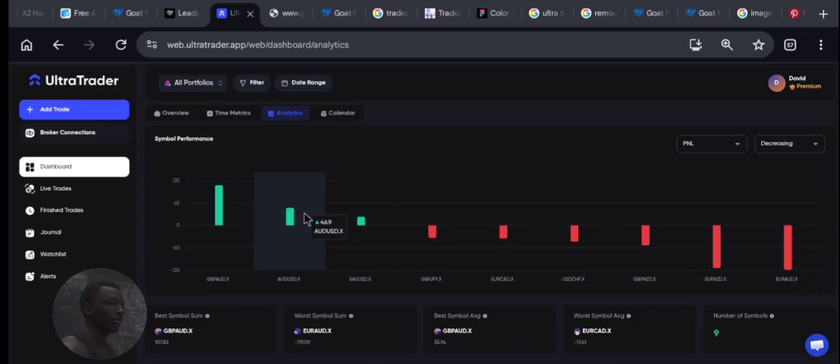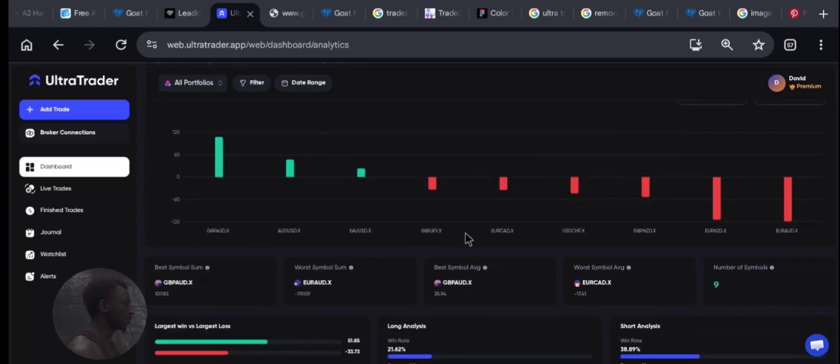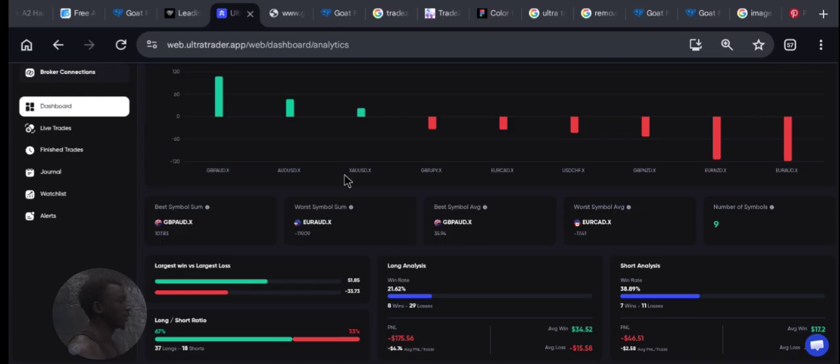within the time frame I've been trading the account. GBP/AUD has made me the most money. So I think I'll be taking GBP/AUD, gold, and AUD/USD.